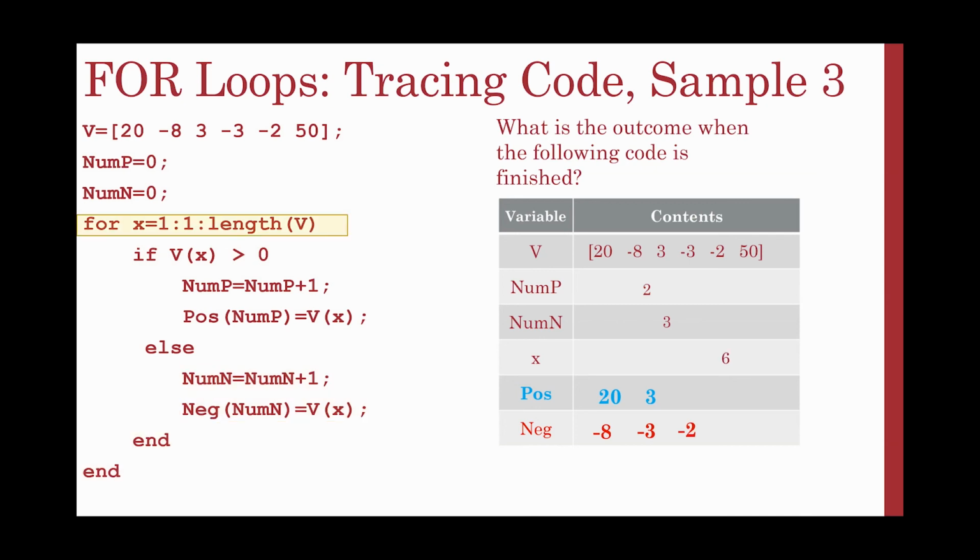So I'm going to go back through, and now x is equal to 6. I'm going to ask if the sixth value of v is greater than 0. It is, so I add 1 to my positive counter. I store that value. I end my if statement, and this time if I add 1 to x, x would be equal to 7. So now the code is complete. So when the code is finished, these are the values of the variables that we are going to have.